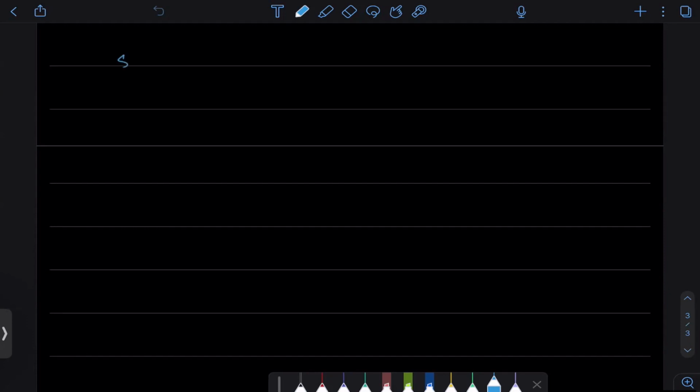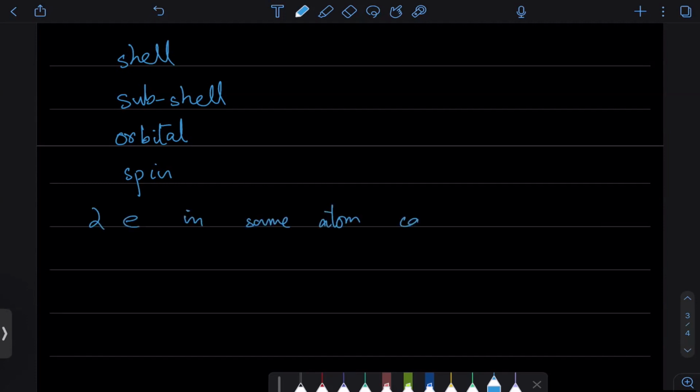So there's the shell, there's the subshell, there's the orbital, and there's the spin. Every atom will have these, and every electron in the atom will have these. Now these can change, but two electrons in the same atom cannot share all four of them.